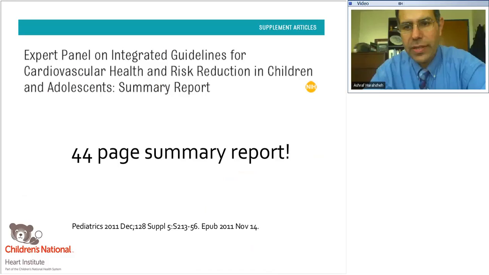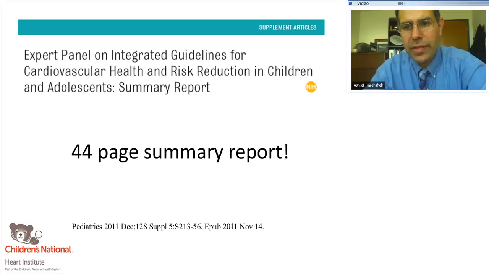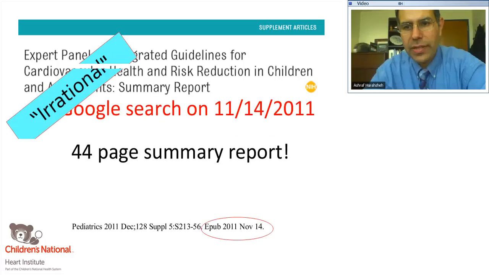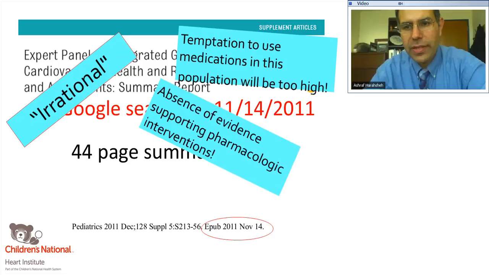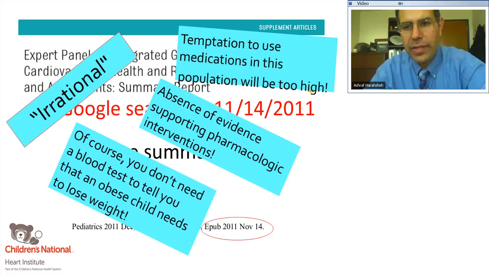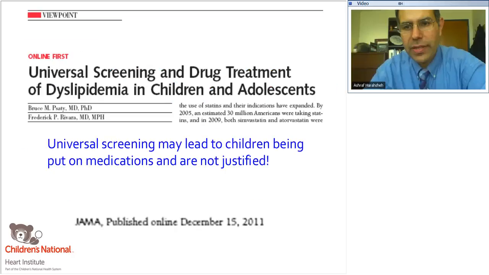On November 14, 2011, during the American Heart Association meeting, the guidelines were released. A 44-page summary report. And if you did what I did that day and did a Google search, you would have found some of these descriptions of these guidelines. Rational, temptation to use medications will be too high, absence of evidence supporting the intervention, and who needs a blood test to tell an obese child that he needs to lose weight.